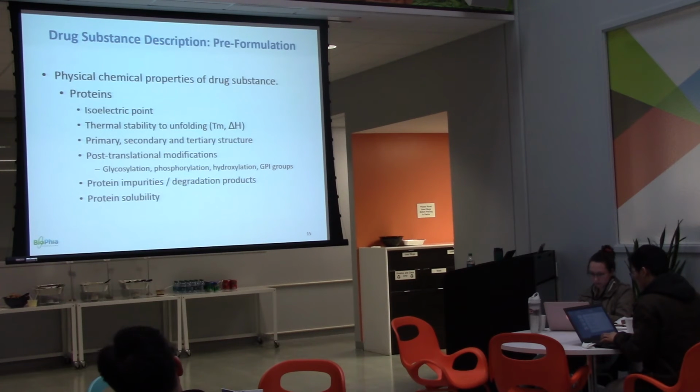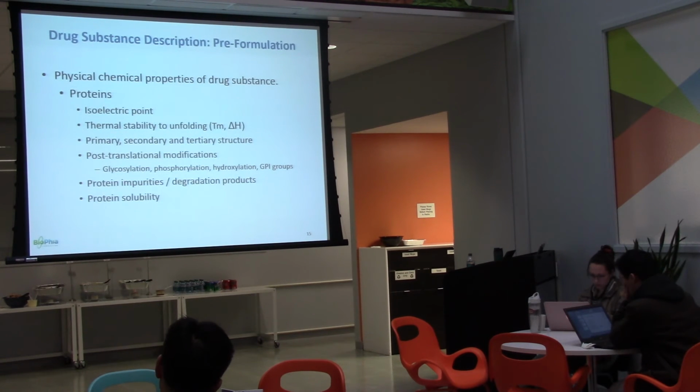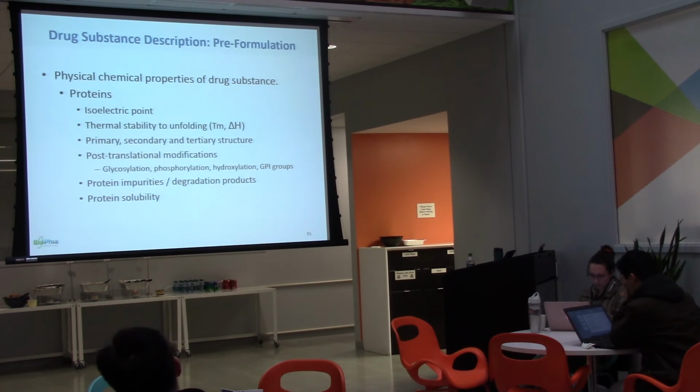Next slide, then. For proteins, there's a variety of characteristics that are normally included in the description of those proteins that are part of your pre-formulation thought process and what goes into defining the nature of your protein in your CMC. So what's its isoelectric point? You want to avoid that because that's the point of where it's least soluble. What's its thermal stability? Something about its structure, primary, secondary, tertiary structure, any post-translational modifications that are important.